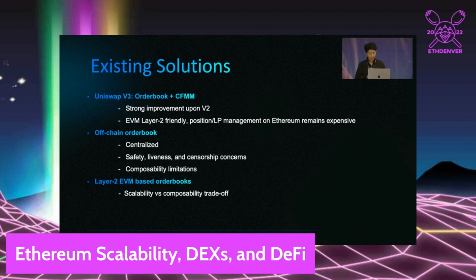And layer 2 EVM-based order books, as we start seeing with some of the newer implementations, are also becoming this kind of data availability for these discrete order types, but it still suffers from a scalability versus composability trade-off, because at the end of the day, layer 2 execution is still quite expensive.